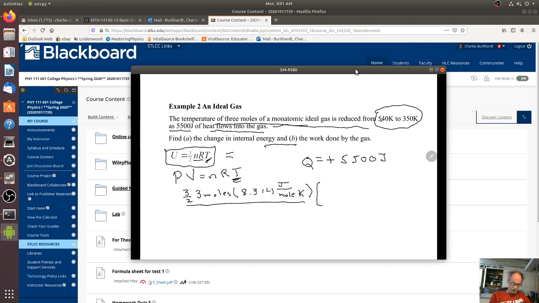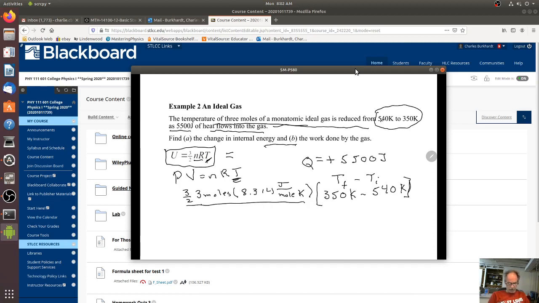So the final temperature is 350 Kelvin, and the initial temperature is 540 Kelvin. The change in anything is the final minus the initial. This is T final minus T initial. This gas cooled down, so there's less energy stored in it than before.